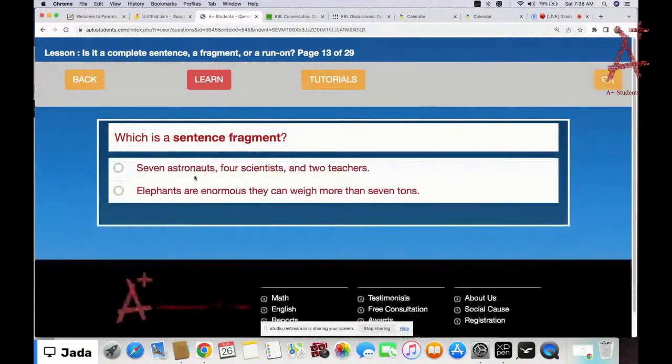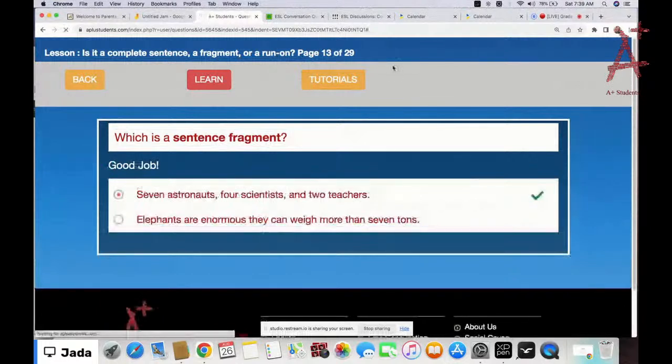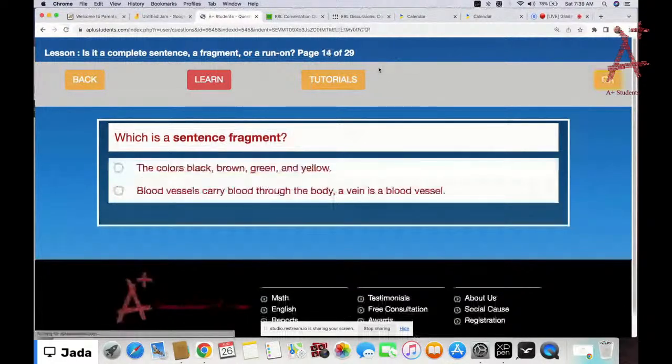Now, sentence fragments. Okay, seven astronauts, four scientists, and two teachers. Elephants are enormous. They can weigh more than 7 tons. So it's gonna be the first one. Now, which is the sentence fragment again? We have the colors black, brown, green, and yellow. Blood vessels carry blood through the body. A vein is a blood vessel. So, a sentence fragment. What's a sentence fragment? Okay, it's going to be the first one.